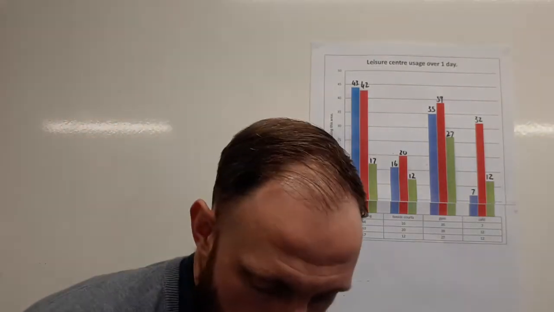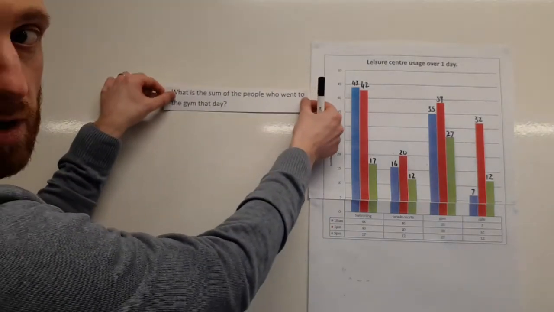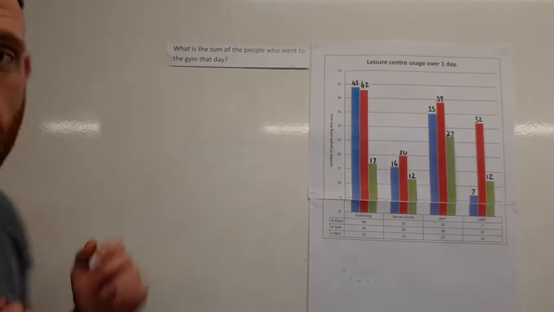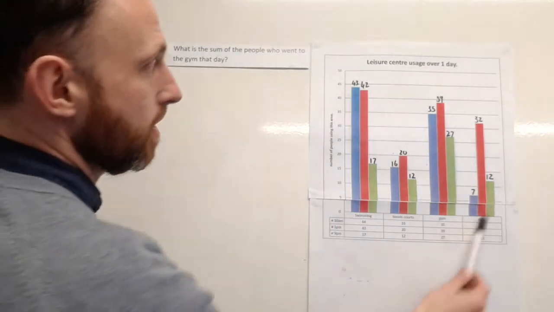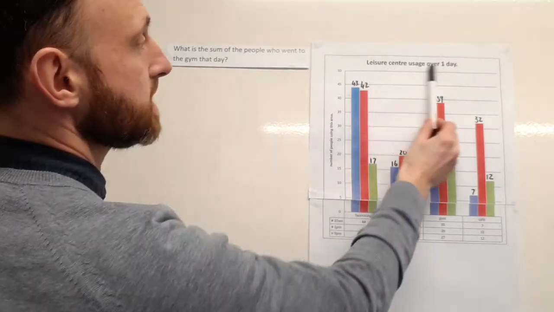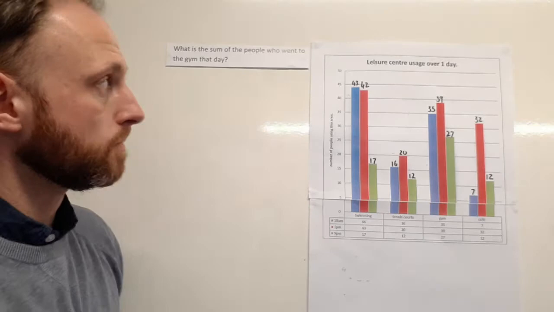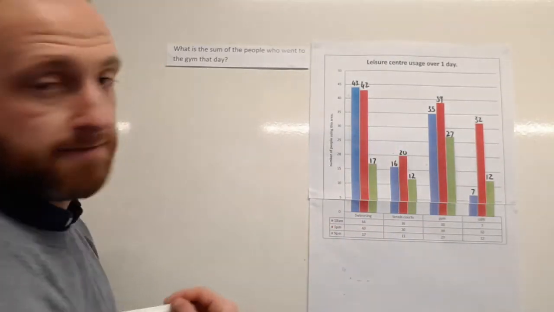So I've got some questions here. So let's have a look. My first question, let me just check I'm putting it where you can see it. I'll put it a bit higher up. What is the sum of the people who went to the gym that day? So I'm going to look at my graph here. This graph is all about leisure centre usage over one day. This is a graph we've already looked at. So the people using the leisure centre, swimming pool, the tennis courts, the gym and the cafe.